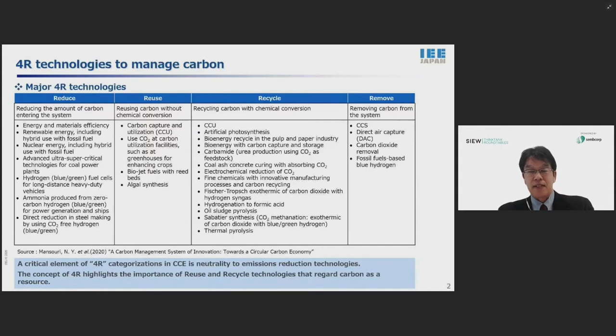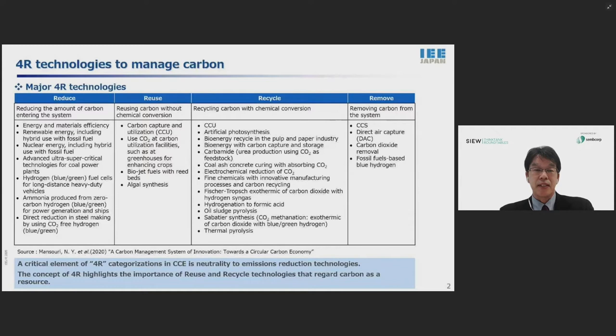Before elaborating our circular carbon economy scenario, or CCE scenario, I would like to highlight a couple of things in these 4R technologies to manage carbon, because I understand that this 4R categorization is a key element of the concept of circular carbon economy. The concept takes a neutrality to various emission reduction technologies, and thus covers a comprehensive menu of those technologies in its 4R steps. Mainstream technologies such as renewable energy, nuclear, and energy conservation are certainly included in the reduce segment, on the left side of the table.